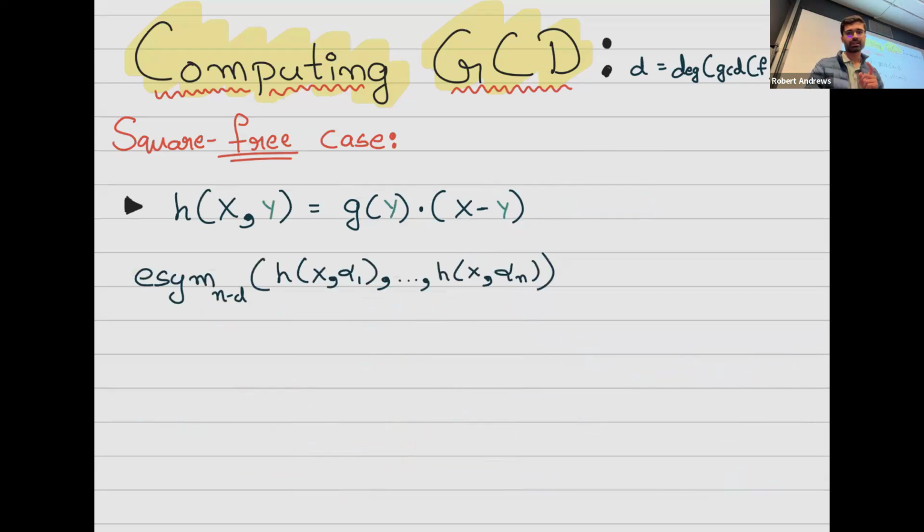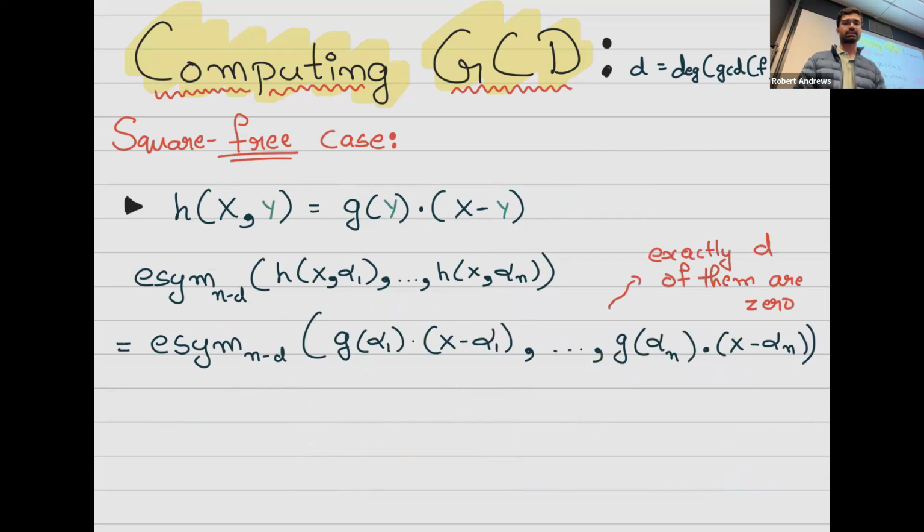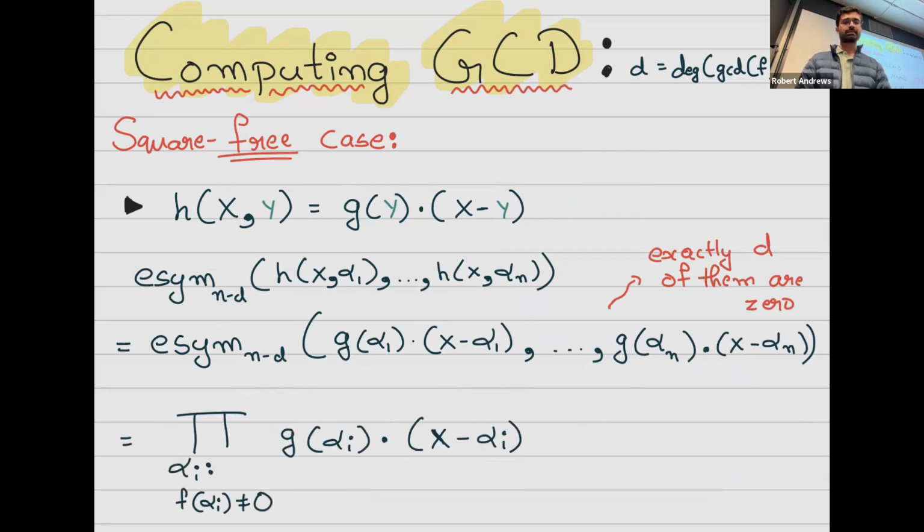Okay, so let's now compute this ESym n minus d of the h's. This turns out to be ESym n minus d of h of x comma alpha, if I substitute the h value here. So we get this. Since ESym of n minus d is actually a thresholding function, it exactly captures the value where g of alpha is non-zero. I think this keeps propagating.